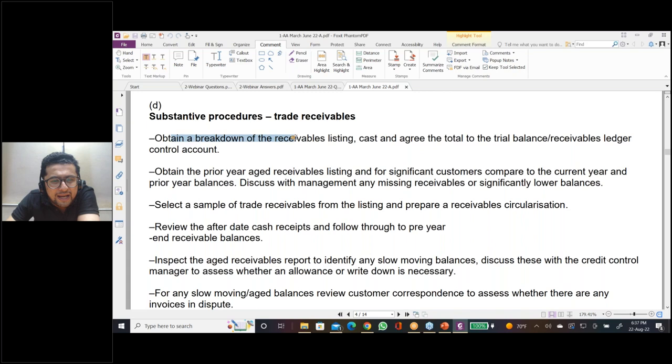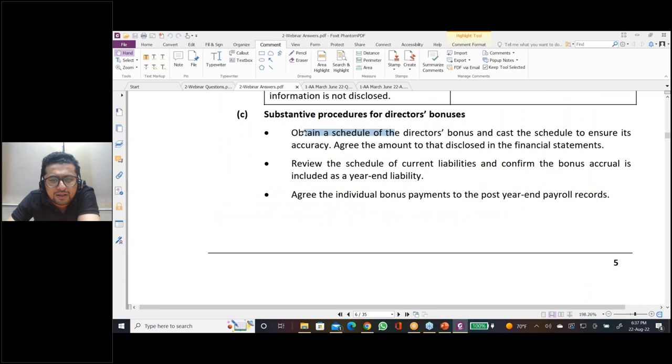Now you are applying procedures on what? Director's bonus. You are saying obtain a schedule of the director's bonus and cast the schedule to ensure its accuracy and then agree the amount with the amount disclosed in the financial statement. So it's more or less the same thing. Let me give you another demo. I'm not trying to confuse you here. I'm trying to ease things.